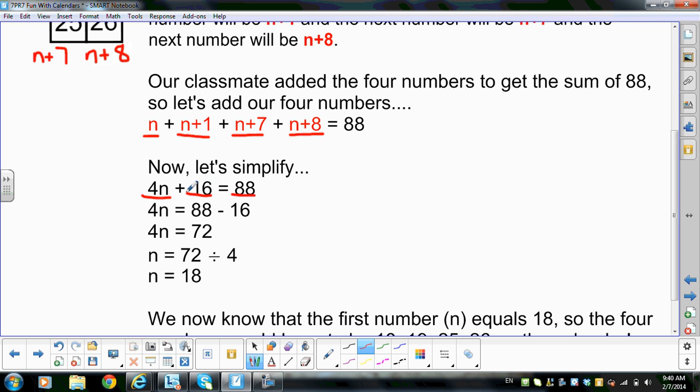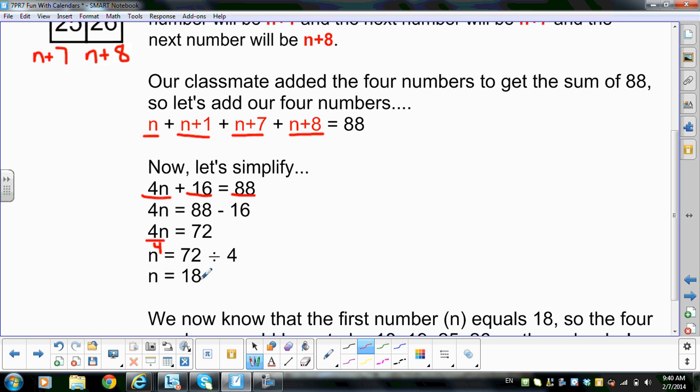So what we did here is we took away the 16 to eliminate it. So plus 16 minus 16 gives us 0, but we had to subtract 16 from the other side. So whatever we do to one side, we do to the opposite side. So we were left with 4n equals 72. Now I think to myself, 4 times what is 72? Or I could take the 72 and divide it by 4, and that would give me the answer. So that's what we did here. n is equal to 18.